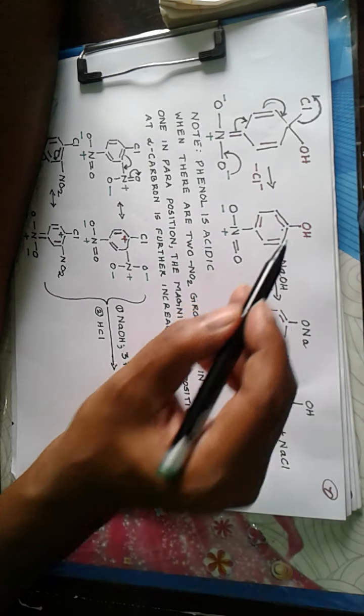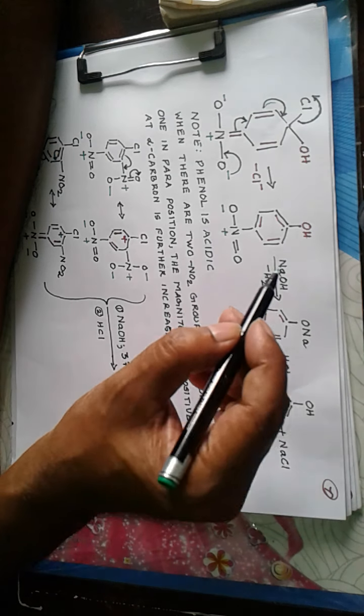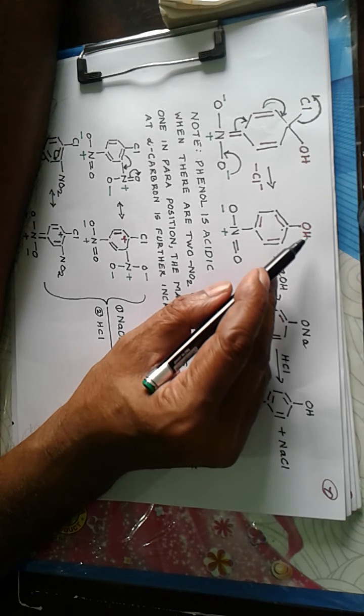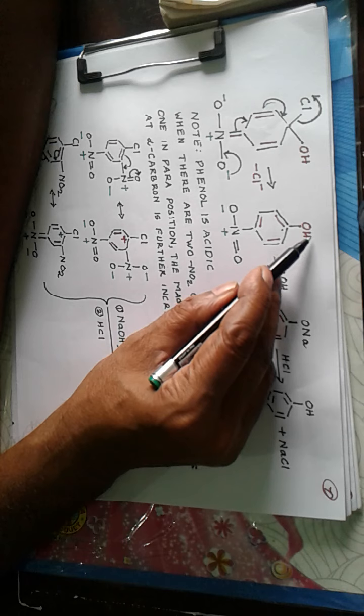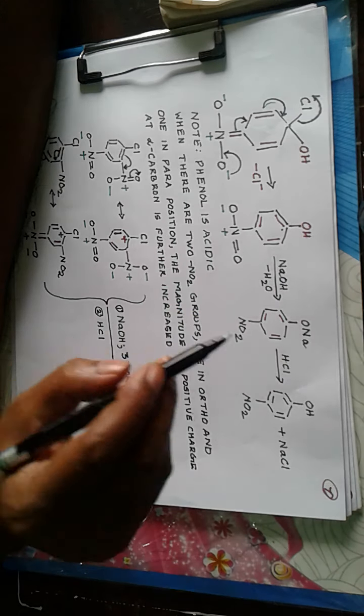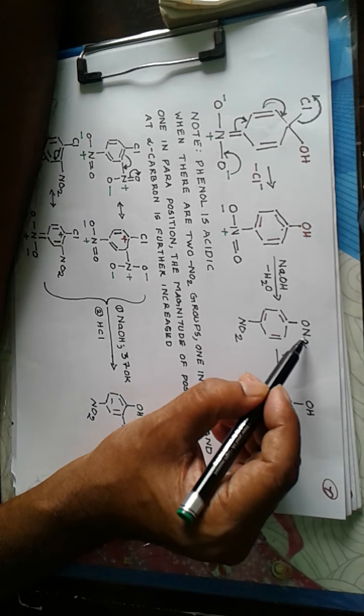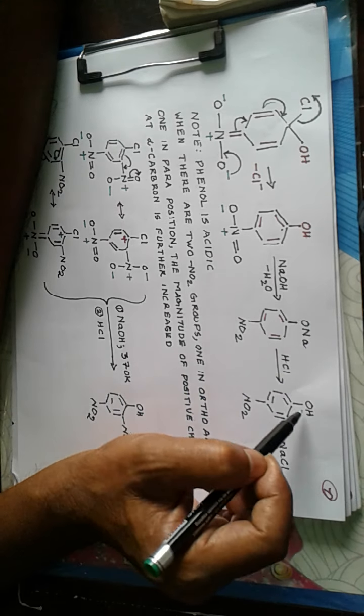So we get OH. But in alkaline medium, phenol is acidic. So we get the salt of the acid: H positive is removed by Na positive, H and OH combining, and removal of water gives ONa. Then we have to use a mineral acid, say HCl, so that NaCl is removed and free phenol is formed.